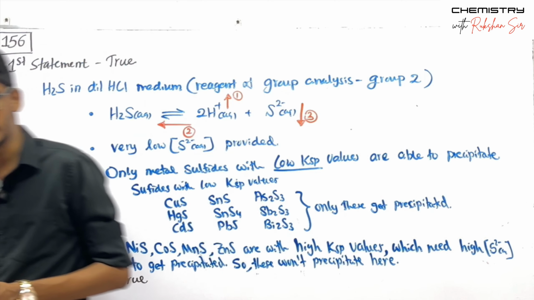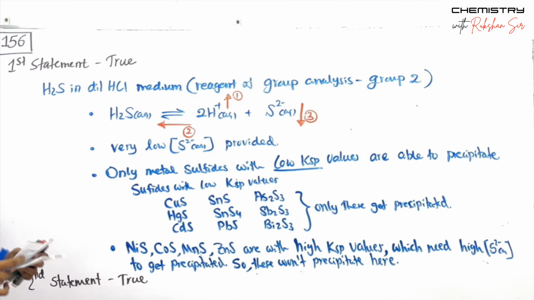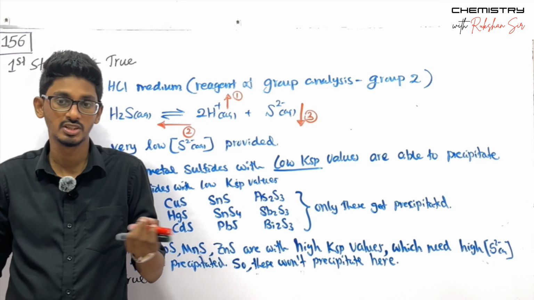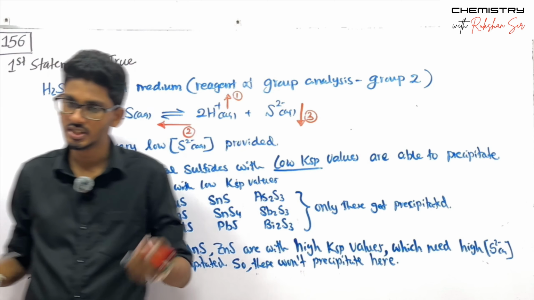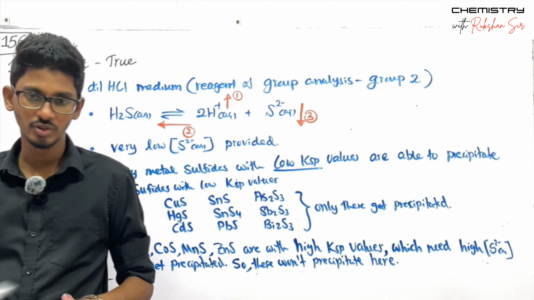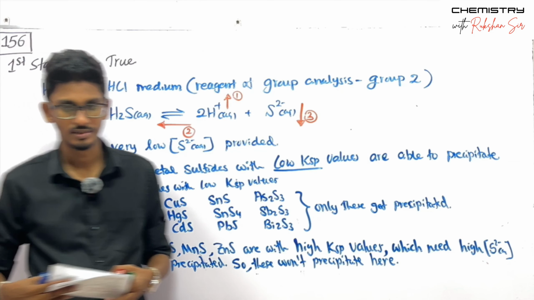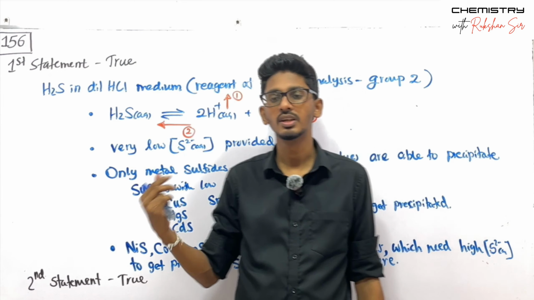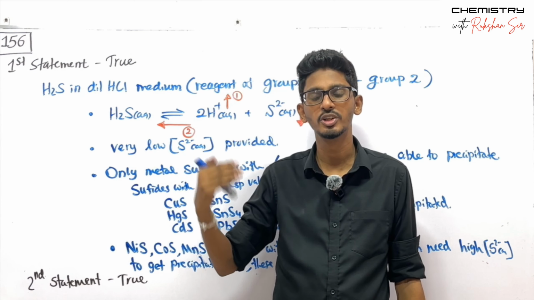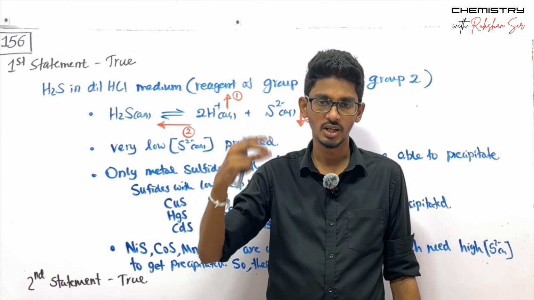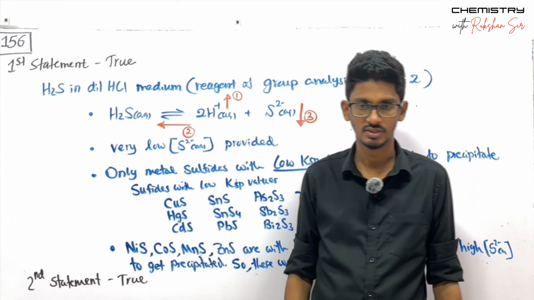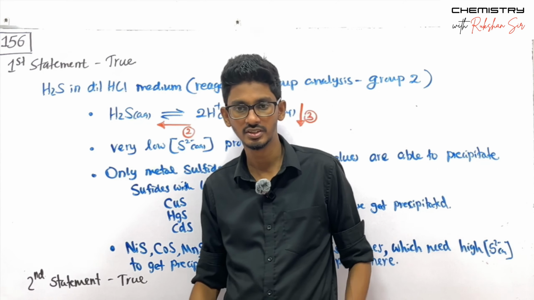That is an important point, right? Any metal sulfide, even the group 2 sulfides, will dissolve in dilute acids to produce H2S gas if you use a sufficient concentration of the dilute acid. Remember that, right?